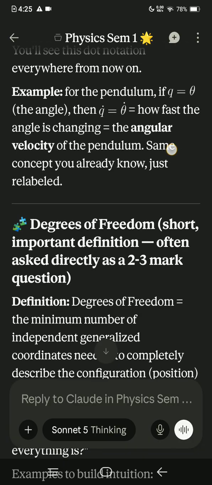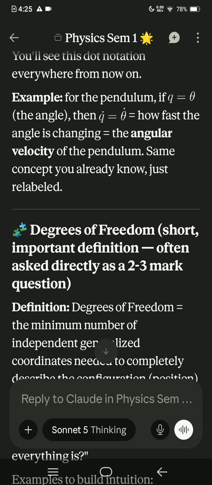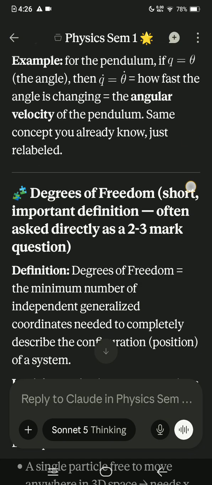Example: for the pendulum, if q equals theta, the angle, then q dot equals theta dot, which is how fast the angle is changing, the angular velocity of the pendulum. Same concept you already know, just relabeled.